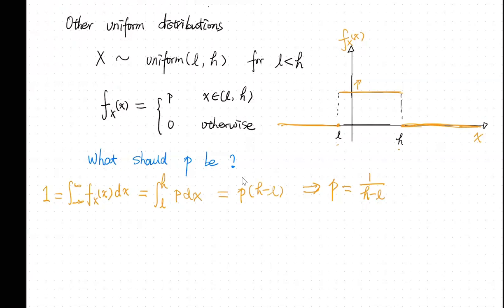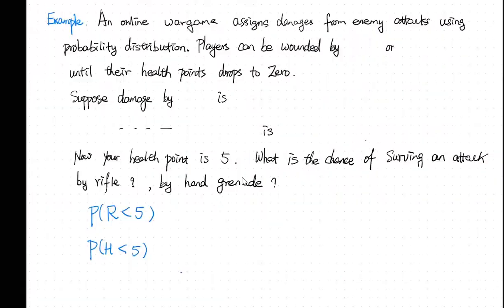Using the probability density function of the uniform distribution, we can calculate uniform probabilities, the probability that X belongs to any given interval. Let's consider that problem in an example. In this example, we're playing an online war game. The war game itself assigns damages from enemy attacks using probability distributions. The players can be wounded by two kinds of weapons. There may be other kinds of weapons, but we're just talking about the two. So by rifle or hand grenade.